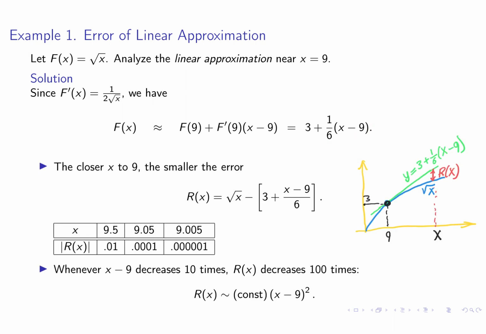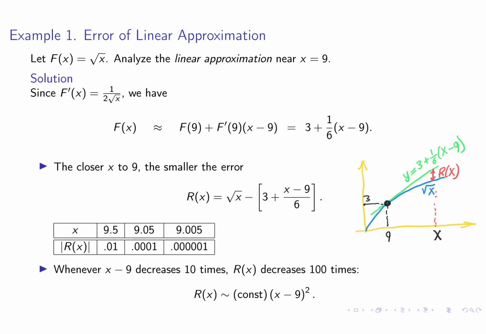Now let's look at the error, which is the difference in y values between the square root curve and the tangent line. Naturally, that error depends on x, and the closer x is to 9, the smaller the error. Let's make a numerical experiment. For instance, let's plug in different x values like x equal 9.5, 9.05, 9.005. In other words, every new x value is 10 times closer to 9 than the previous one. And what happens with the error?